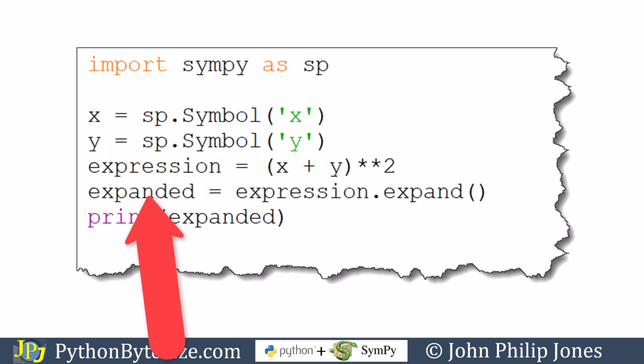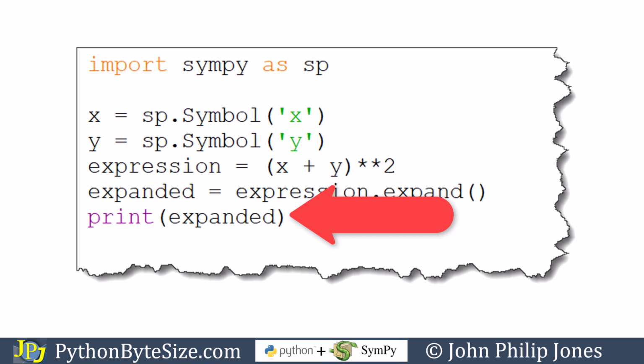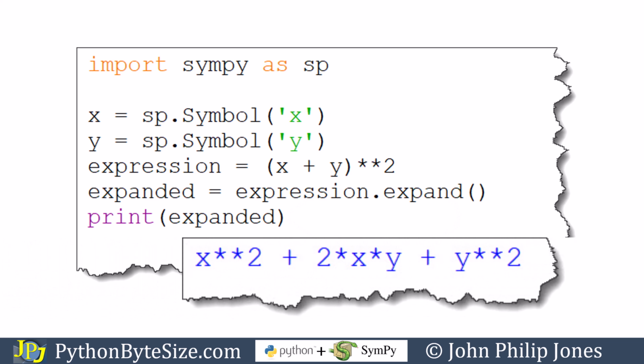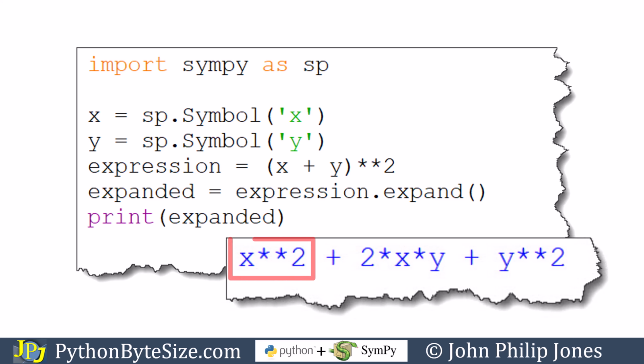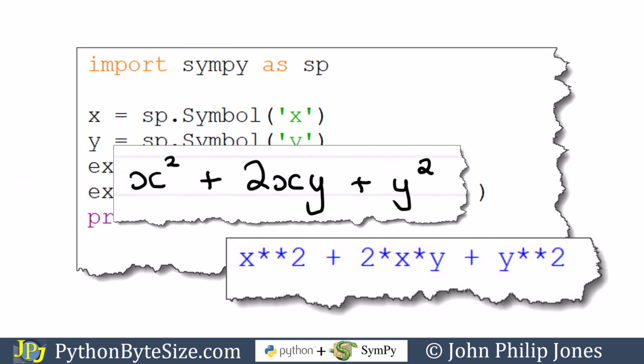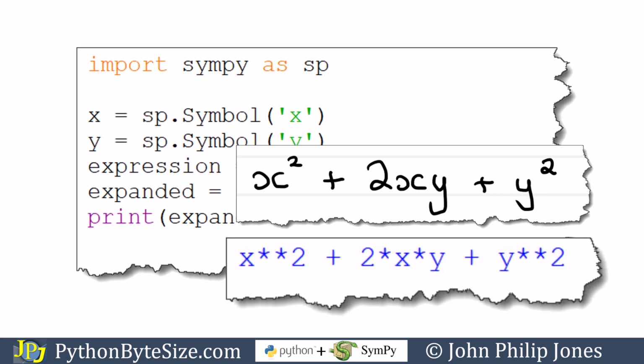And of course, this line will now print out that expression, and you can see it coming into view now. And you can see that this is x squared plus 2xy plus y squared. And you should be able to relate it to the hand calculated mathematics that I showed at the beginning of this video, and that is coming into view now. And you can see that that is x squared plus 2xy plus y squared.